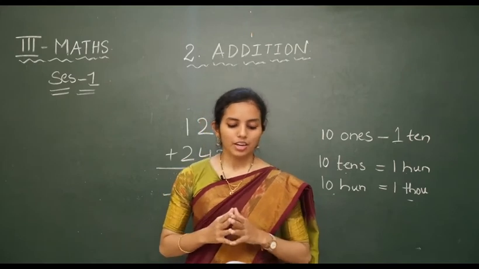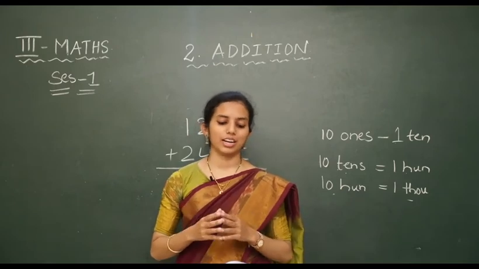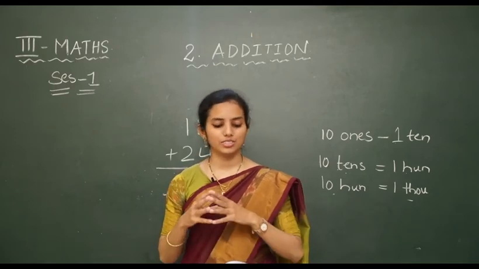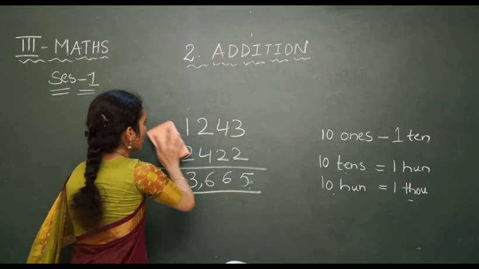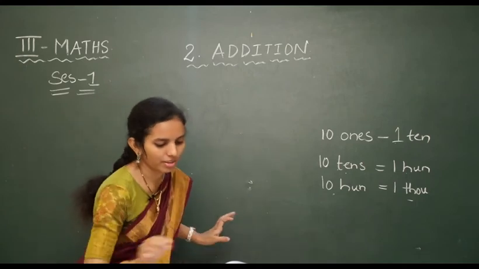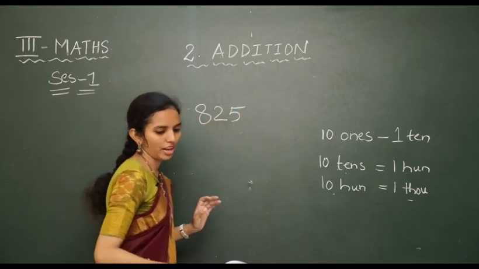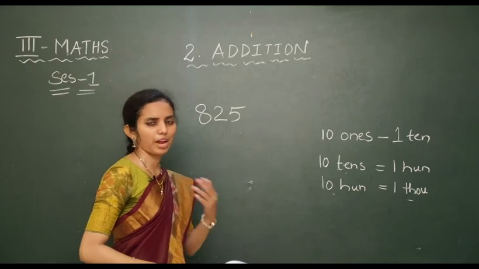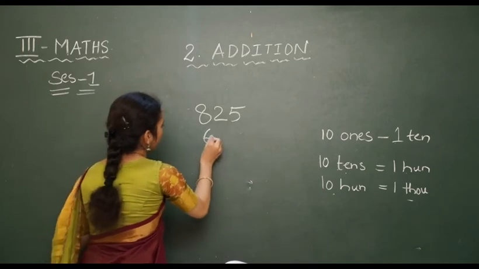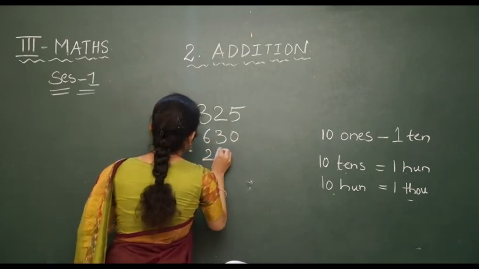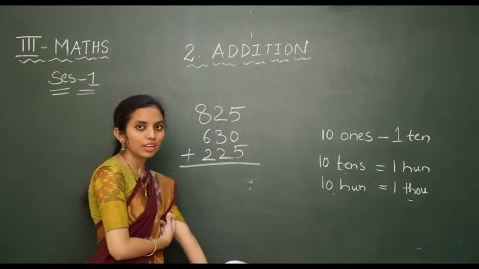3206. There are 825 children in a primary class and 630 children in middle class and 225 children in secondary class. How many children are there in the school? So this is a 3-number addition. Now let me do this. 825 children are there in primary. Don't worry whether they are in primary or secondary. The thing is we have to add the 3 numbers. So 630, 225. So this is how we add when we are given 3 numbers.